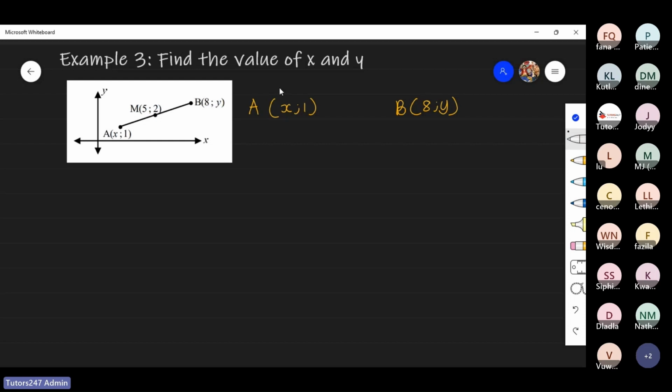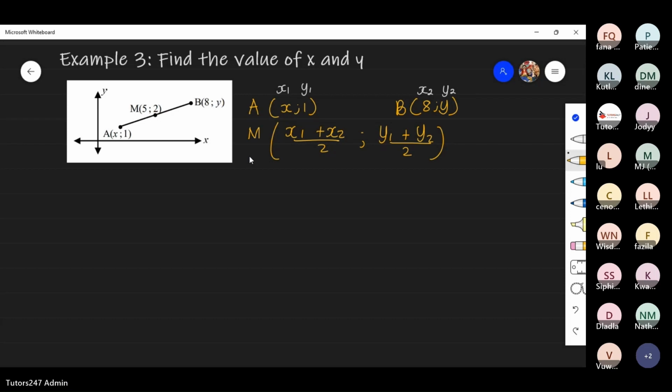I'm going to let A be x1 and y1. I'm going to let B be x2 and y2. So from here, I'm going to use my midpoint formula. My midpoint formula is (x1 plus x2) all over 2, (y1 plus y2) all over 2. Because I already have my midpoint coordinates, I'm not going to substitute into the midpoint formula.